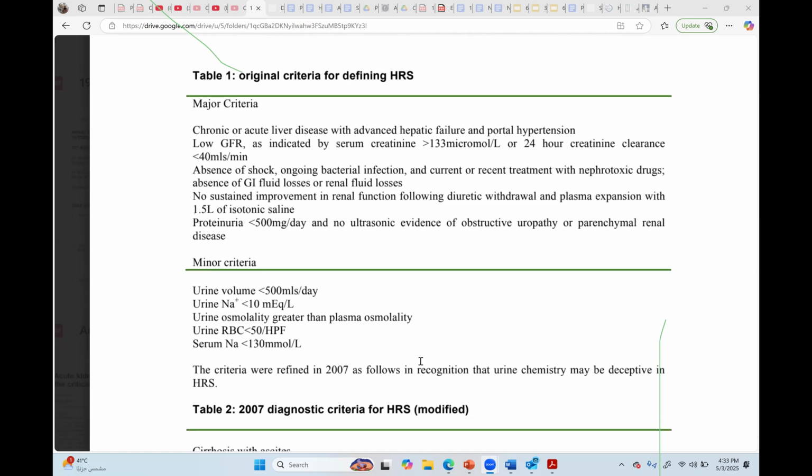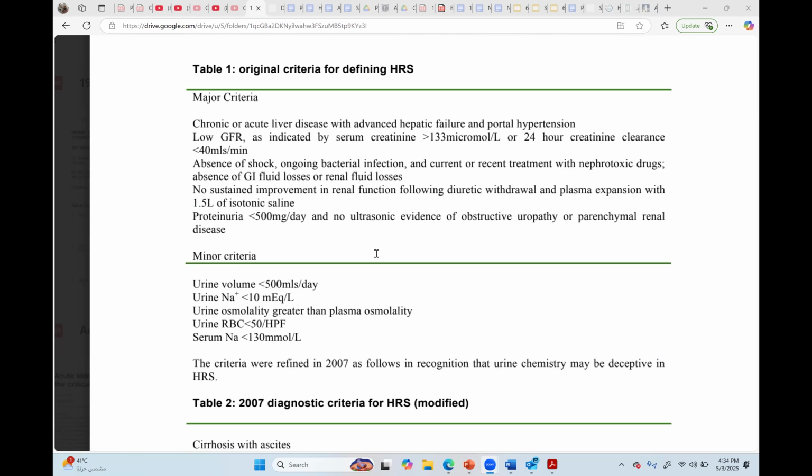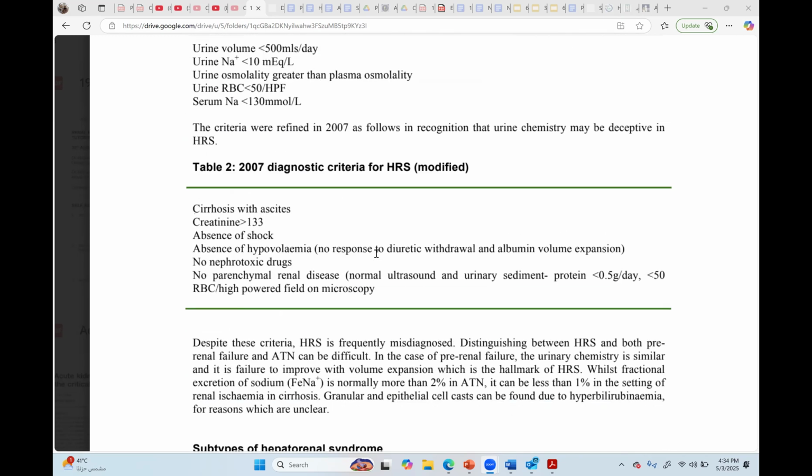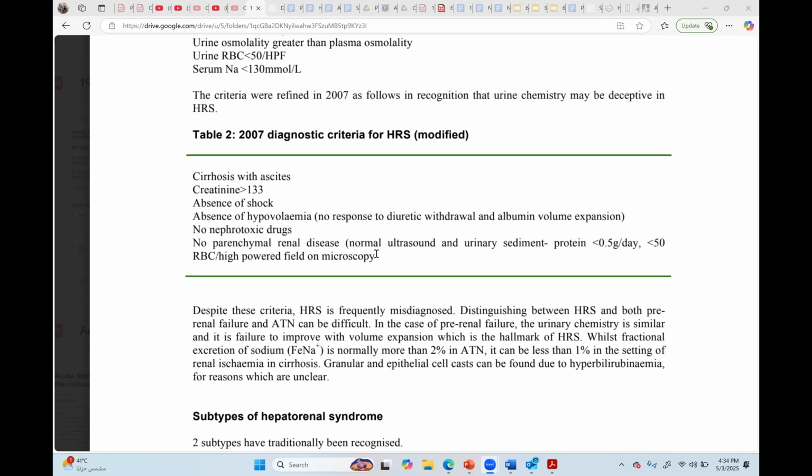Okay, so then urine volume less than 500 mL, urinary sodium less than 10 milliequivalent, urine osmolality greater than plasma osmolality, and urine RBC less than 50 per HPF. And what is this HPF? I think this is a microscopic finding. Anyways, I think the modified criteria is this one: cirrhosis with ascites, creatinine more than 1.5, absence of shock, absence of hypovolemia, no nephrotoxic drug. That's what I remember. Okay, so that's the thing you should know.